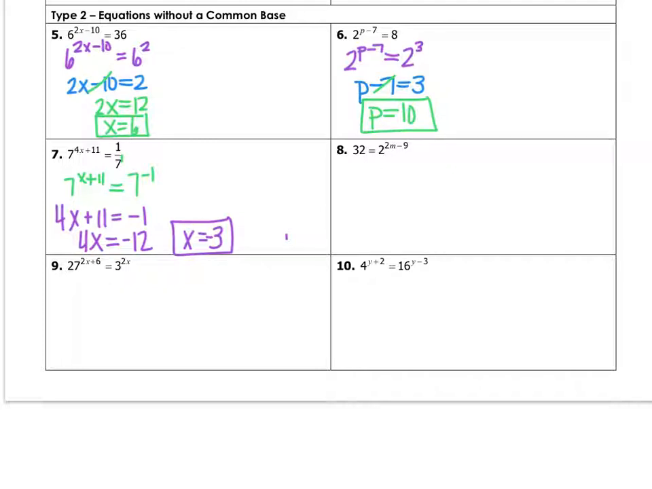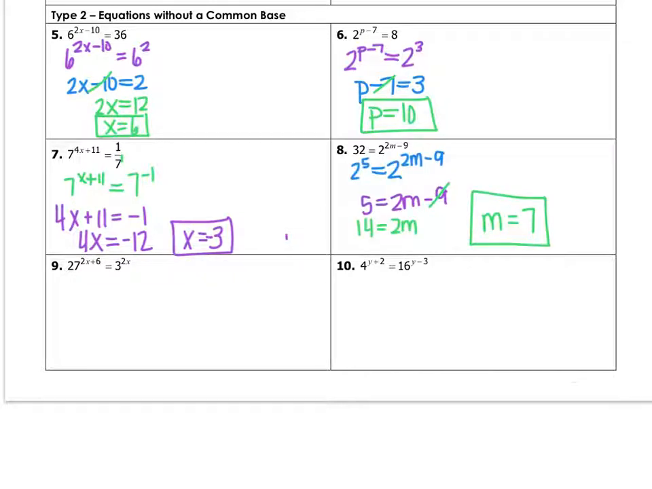All right, go ahead and pause the video, and I'd like you to try number 8 completely by yourself. All right, so for number 8, hopefully you were able to figure out that 32 is the same as 2 to the 5th, because 2 times 2 is 4, times 2 is 8, times 2 is 16, times 2 is 32. And so once I was able to say that the bases are the same, then I'm able to rewrite my equation as 5 equals 2m minus 9, and then when I solve, I get m equals 7.